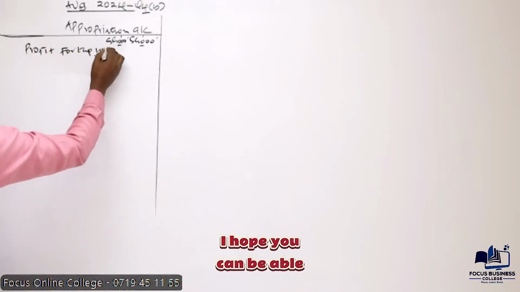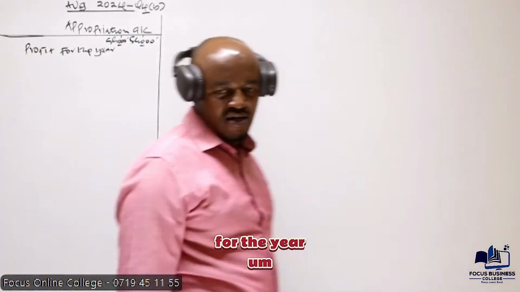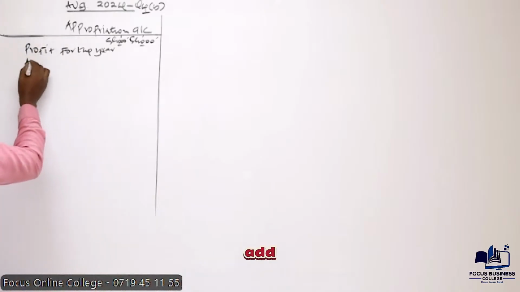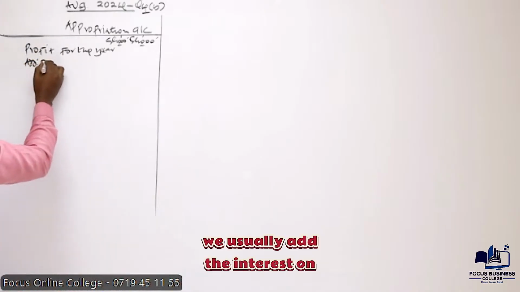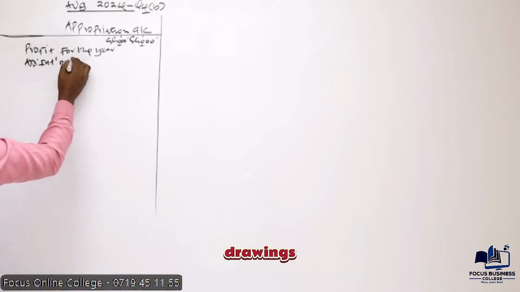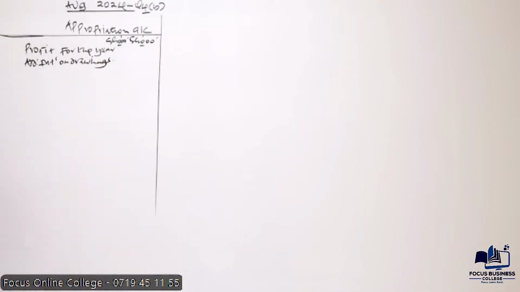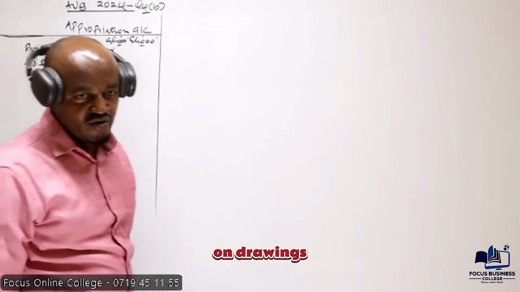Profit for the year. I hope you can be able to see that far ahead. We always start with the profit for the year. And then to this profit, we usually add the interest on drawings. We usually add the interest on drawings. The interest on what? The interest on drawings.